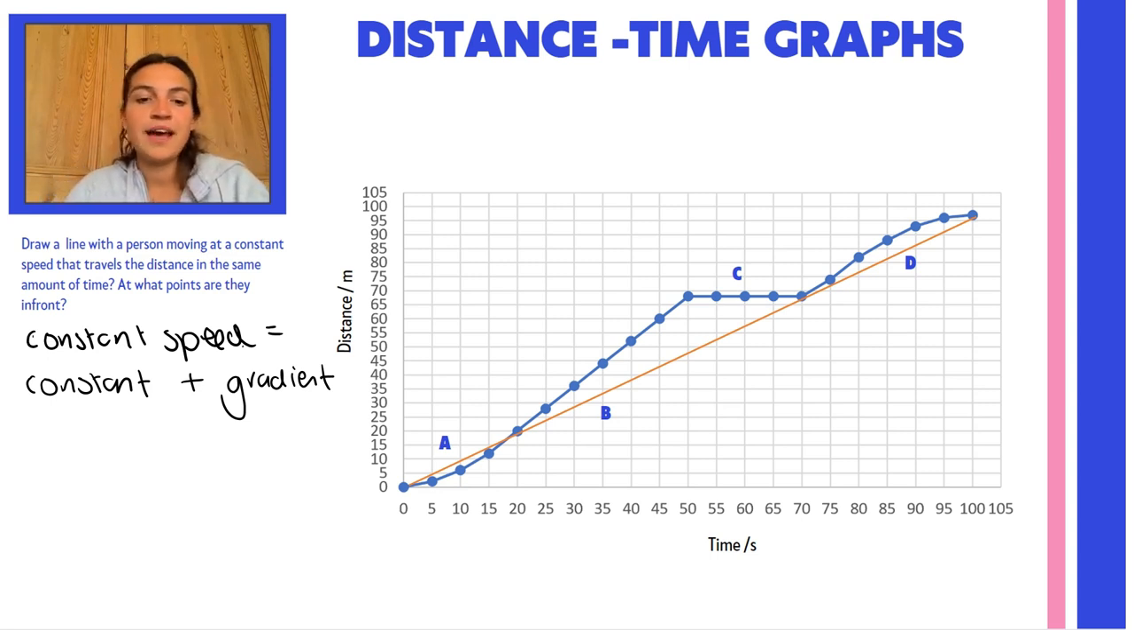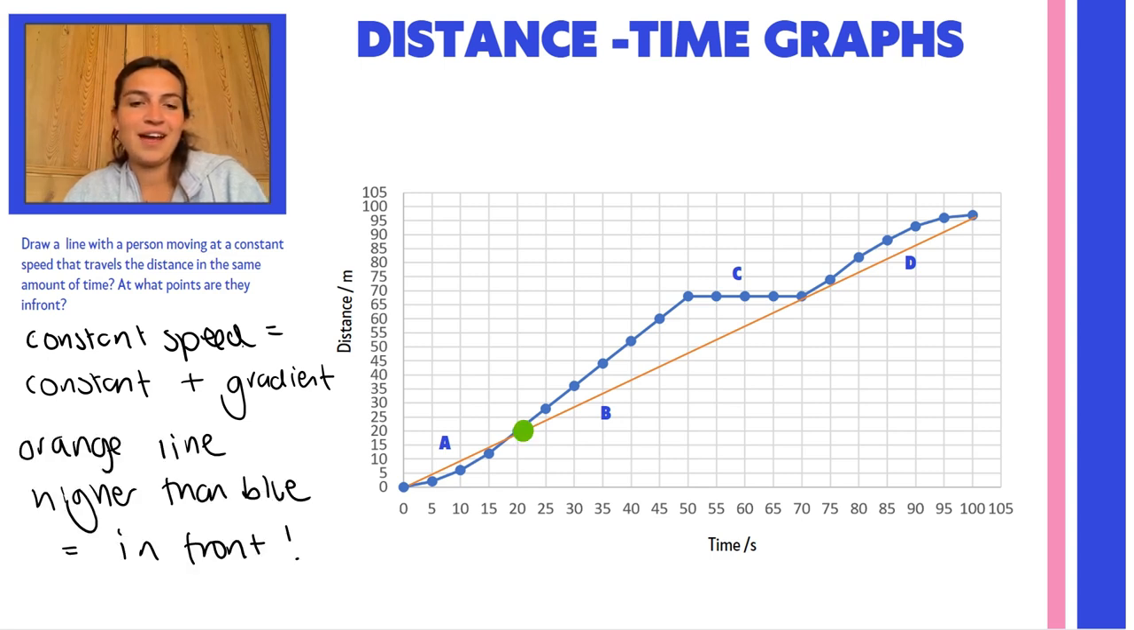And then to know where they're in front, it is any time basically where they are below that green point, anytime when my orange line is above the blue line, that person will be in front because they have covered a higher distance in the same amount of time.